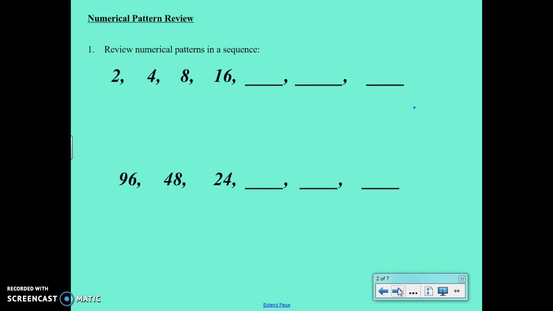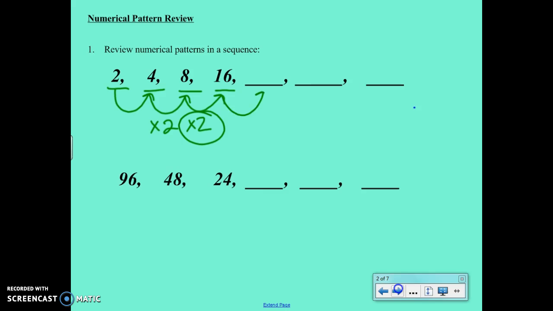I see that it goes 2, 4, 8, 16. So I have to figure out what the rule is to get from one term to the next term. I notice to get from 2 to 4 that I am doubling it. 2 times 2 equals 4. To get from 4 to 8, I multiply 4 times 2, which gives me 8. And now I have to figure out how do I get from 8 to 16? Same rule. Times 2. 8 times 2 equals 16. So the rule for this pattern would be times 2.